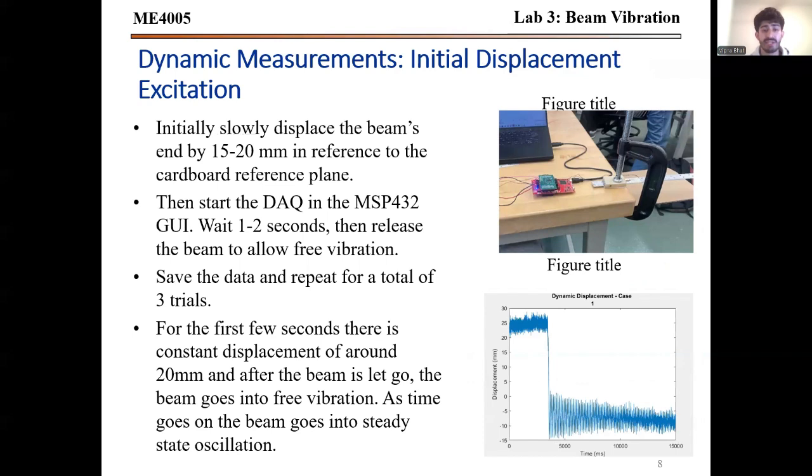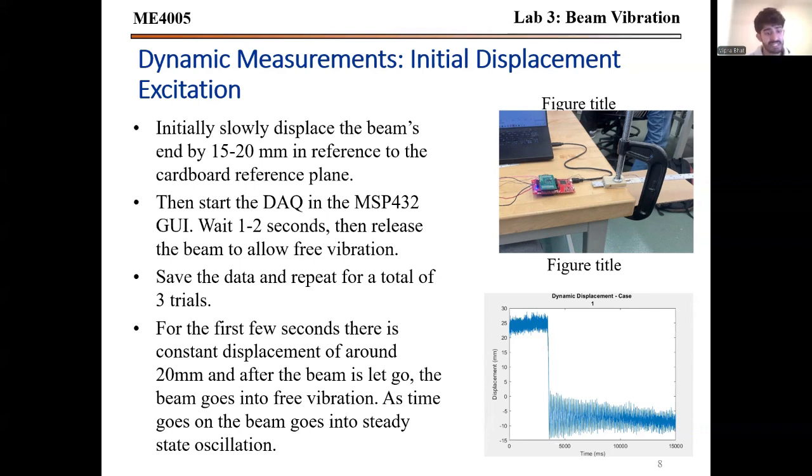Dynamic measurements, initial displacement excitation. First, we slowly displaced the beam's end by 15 to 20 millimeters in reference to the cardboard reference plane. Then start the DAC in the MSP 432 GUI and wait 1 to 2 seconds, then fully release the beam to allow free vibrations. Save the data and repeat for a total of 3 trials.